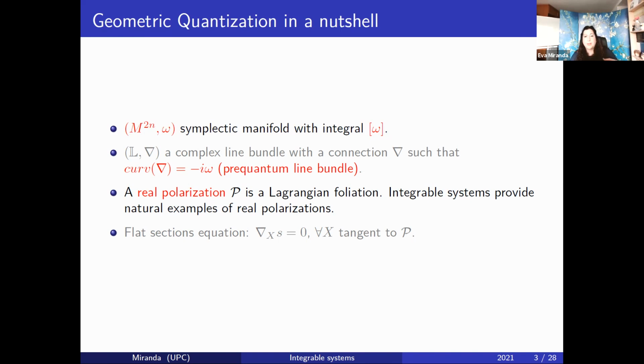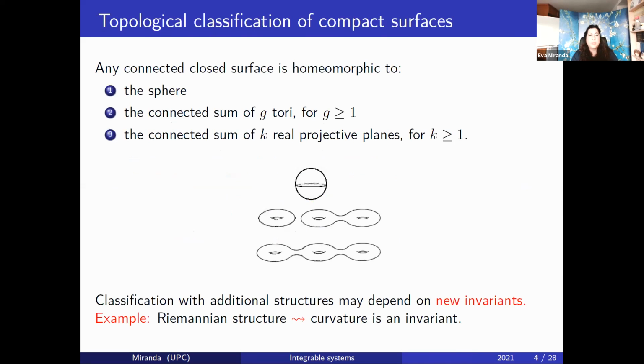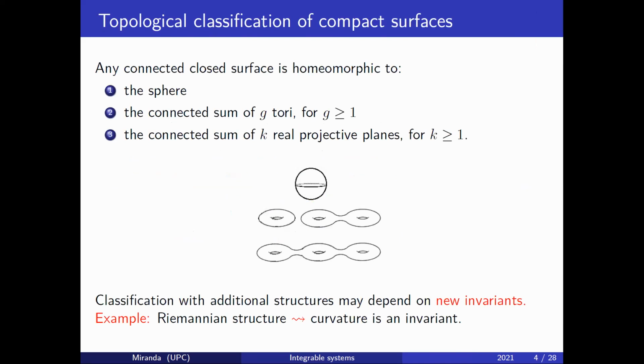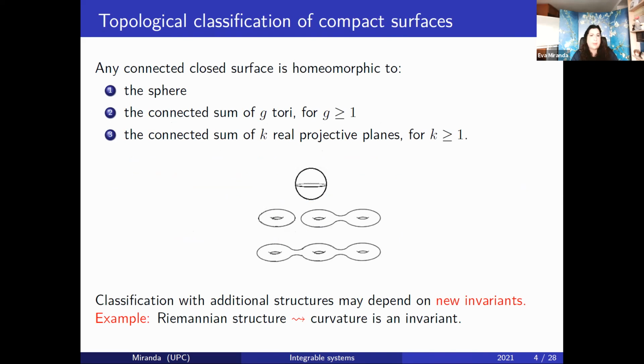This means that I take a Lagrangian foliation of my manifolds. And what is the connection to integrable systems? Integrable systems provide natural examples of these real polarizations. Okay, so why symplectic geometry? Why do we care about symplectic geometry?